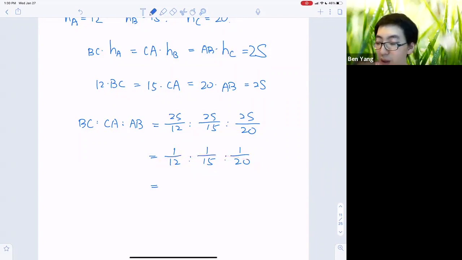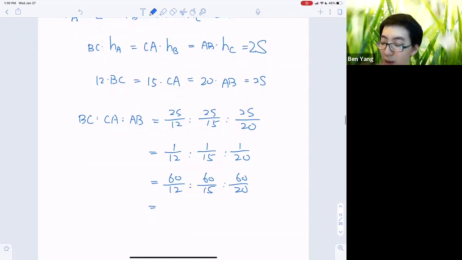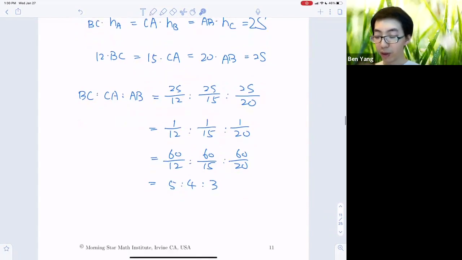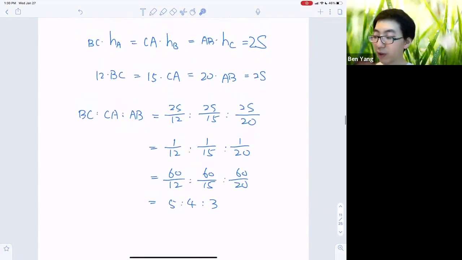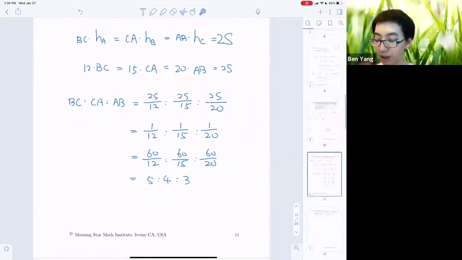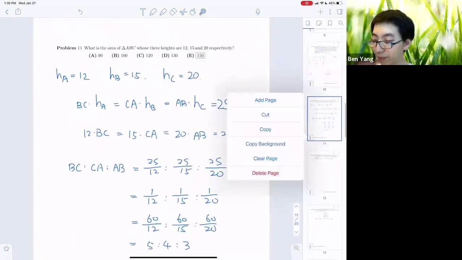The least common multiple of those three numbers is 60. So let's multiply everything by 60. We have 60 over 12, 60 over 15, and 60 over 20. That's just the ratio of 5, 4, and 3. So the ratio of the three sides of triangle ABC is 5, 4, and 3.